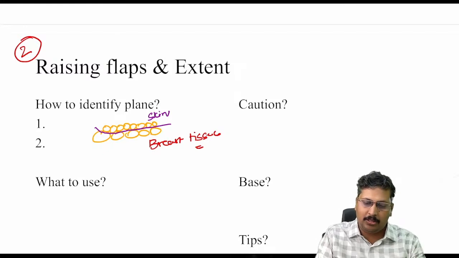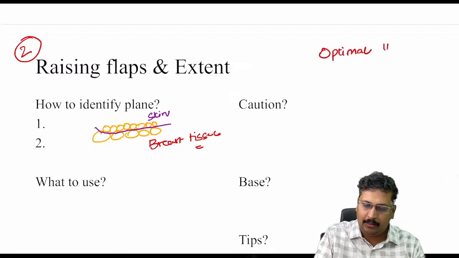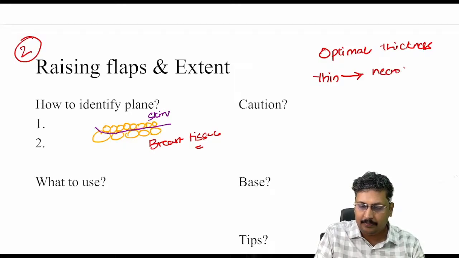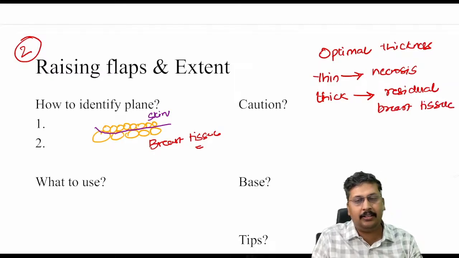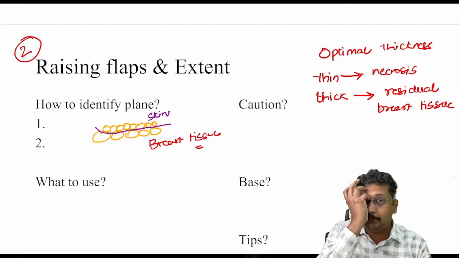So your aim is to get an optimal thickness of the skin flap. Optimal thickness is our aim. So what will happen if it is thin? If it is thin, it will cause necrosis. If it is thick, what will happen? If it is thick, it will lead to residual breast tissue, which will influence the oncological outcomes of these patients.